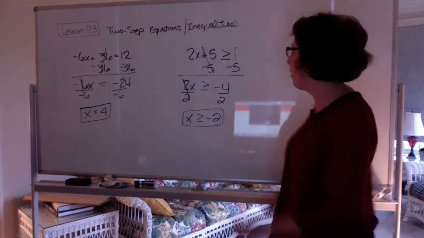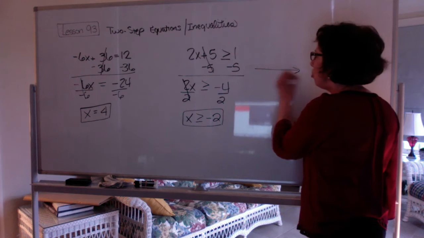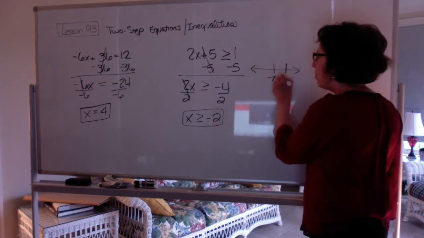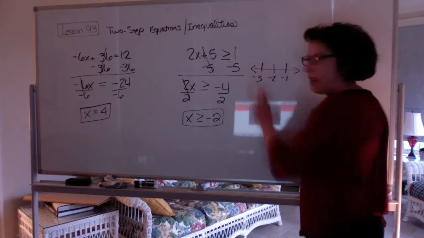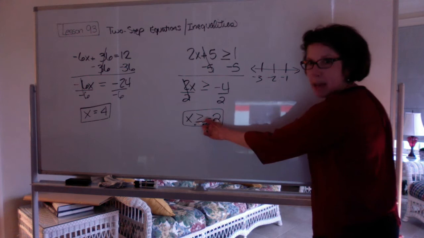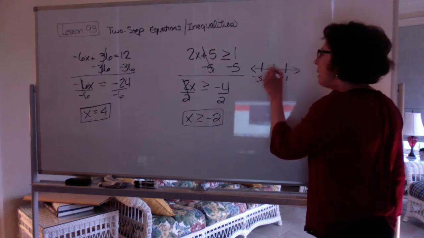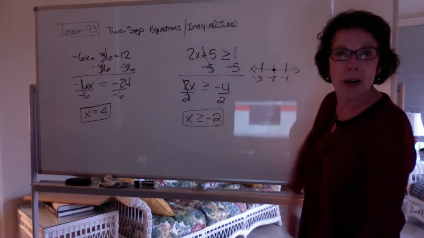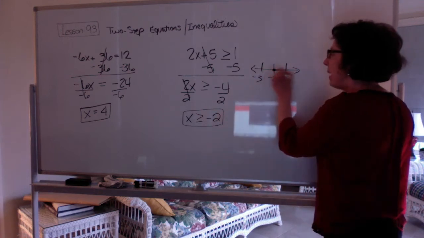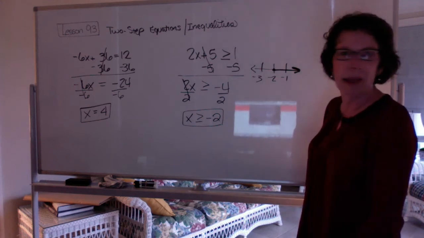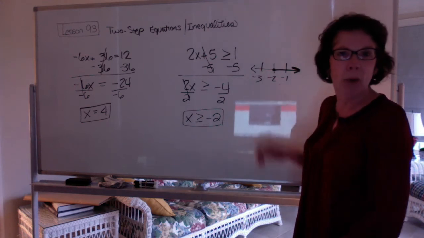Now, with the inequalities, they're going to tell you to graph it. So remember, we put our negative 2 in the middle. We'll put a negative 1 to the right of that and a negative 3 to the left of that. And it's greater than, this line means equal to. So it can be equal to negative 2, or it can be greater than. So my greater than are all the numbers to the right of negative 2 on the number line. And there is my graph.